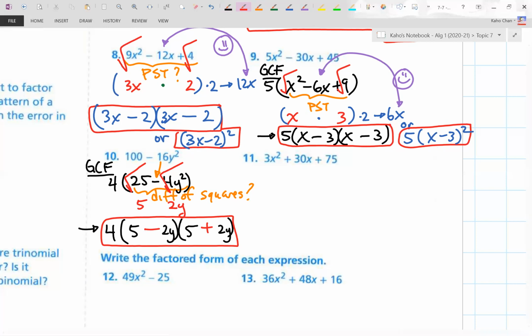Interesting. I did find a difference of squares after I factored out a GCF for number 10. And from there, I broke that up based off of square rooting the first and the last terms, minus plus, and there it is. Yay.